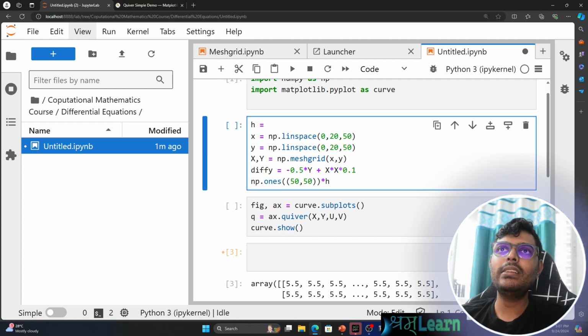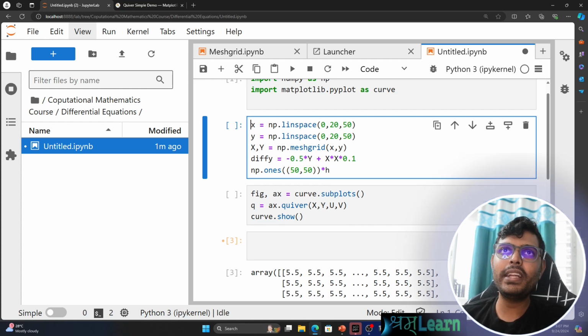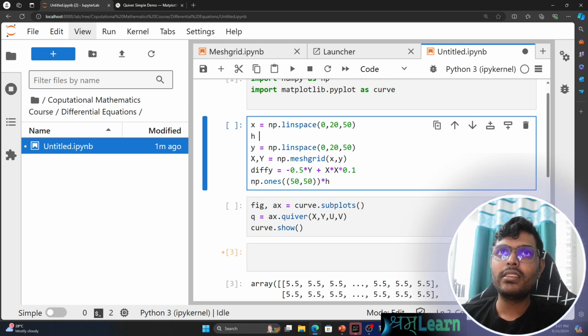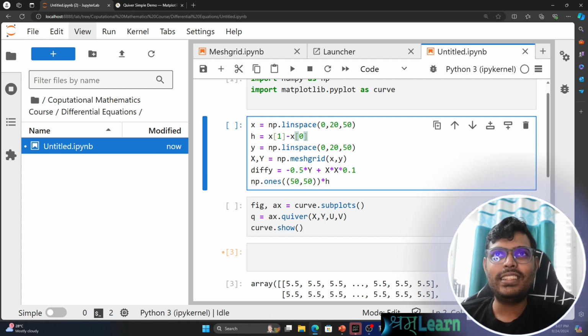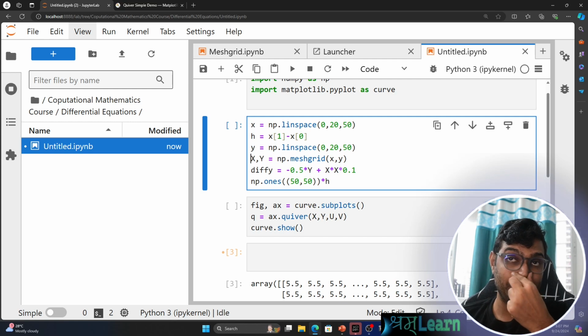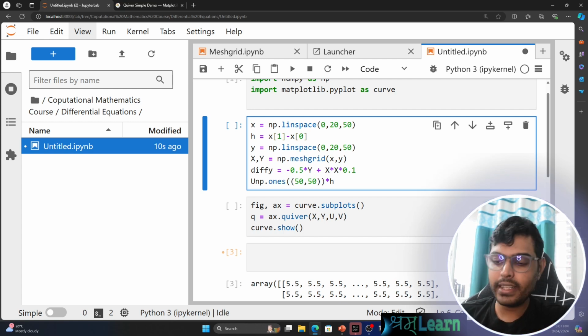Step size is nothing but, we have the X matrix here, so can we say step size is x of 1 minus x of 0? Yes, we can say that. That is pretty much understandable. So step size we know, we have computed the matrix. This is the U matrix.